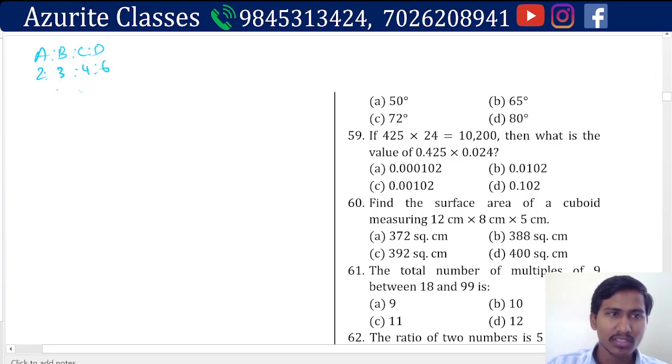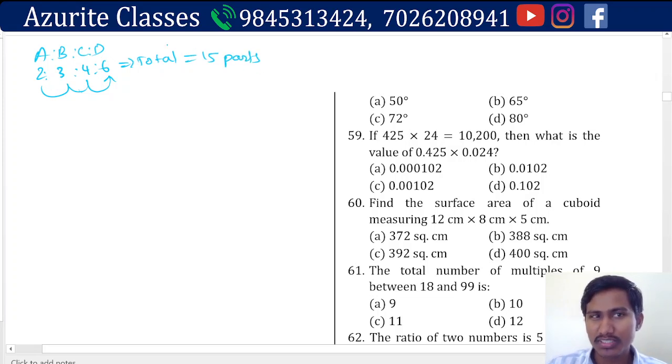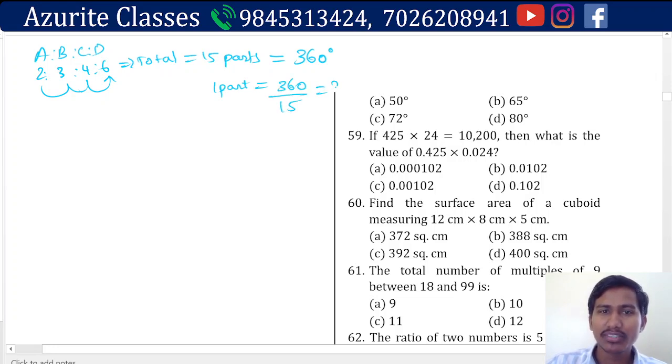Okay. So here all the total will be how much? Total will be 2 plus 3 is 5, 5 plus 4 is 9, 9 plus 6 is 15. So 15 parts. So sum of angles: total sum 15 parts, that will be quadrilateral sum of angle is 360 degree. So if you divide with 15, one part will come. One part will be how much? 360 by 15. So it will come 24 degree.